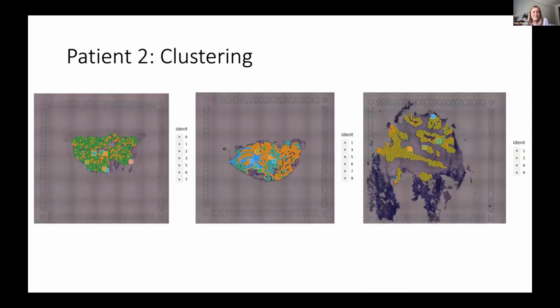So for patient 2, you can see the clustering over here for the normal is green and orange. It doesn't look particularly spatially different, but remember the crypts were dotted through the normal section, so that could correspond to that. Alternatively, we might be seeing different ratios of cell types depending on how many cell types the spots are actually capturing. So that could also correspond to different clusters that we're seeing.